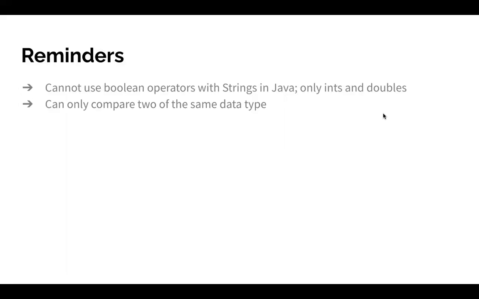You can only compare two of the same data type. So you can't compare an int and a double. You can't compare a string and a car. You have to compare two of the same data type.